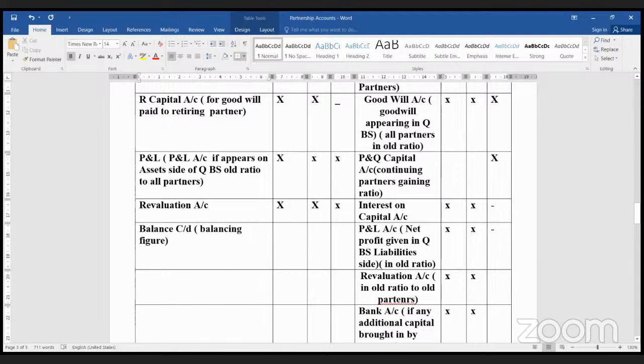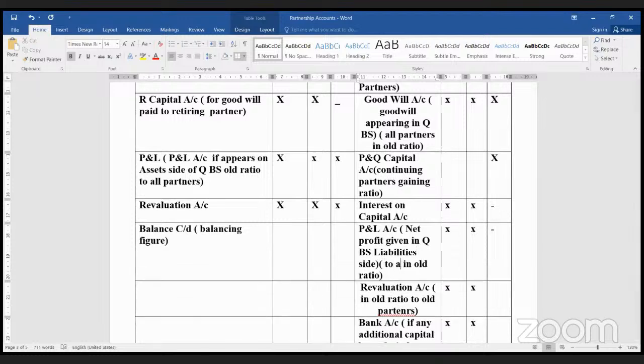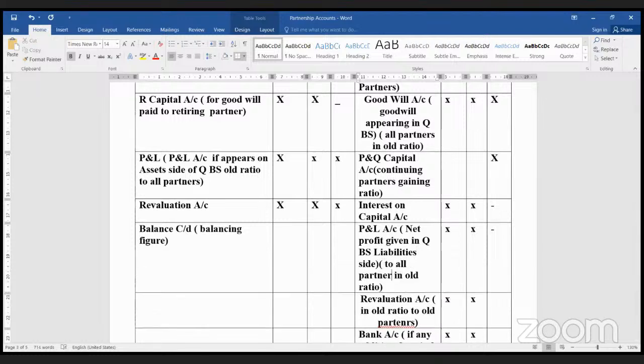Now this one, the same profit and loss account appearing on the liability side of the question balance sheet, goes to all partners in the old ratio. If it is on the liability side, all the partners, on the credit side. If it is appearing on the asset side of the question balance sheet, the debit side will take it and distribute to all the partners.